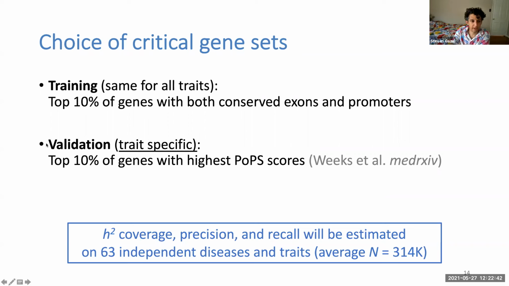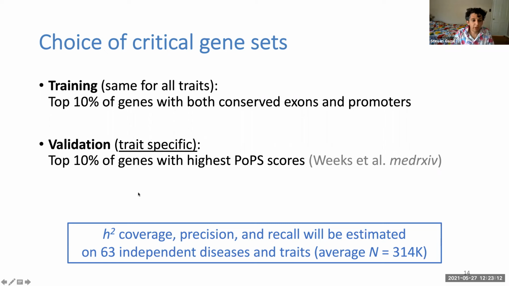And so to validate our framework, we built some trait-specific gene sets. To do that, we ran the recently developed PoPS method that prioritizes genes in disease by aggregating evidence from multiple gene sets and pathways. I won't describe that, but it gave pretty nice results in terms of heritability.